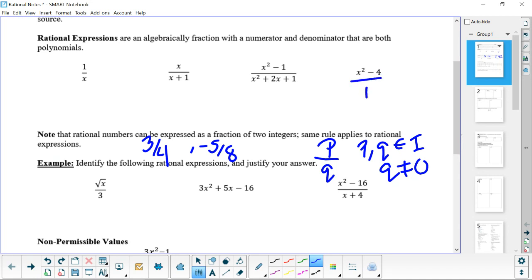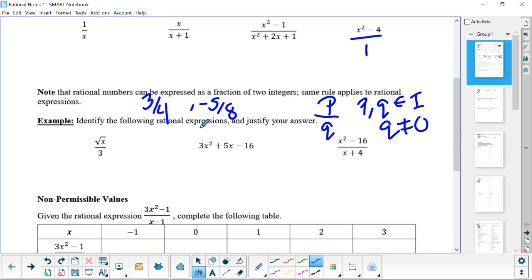Remember one thing, that the process of simplifying rational expressions is very similar to the process of simplifying rational numbers that you have learned in your previous grades. So let's look at the example. In this example, you have to identify the rational expressions and justify your answer.